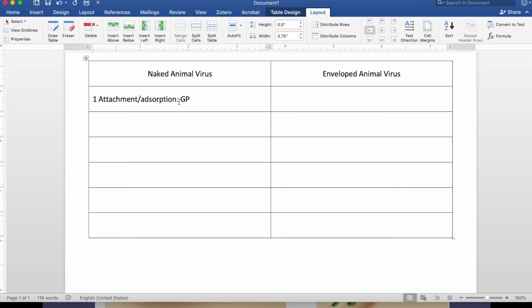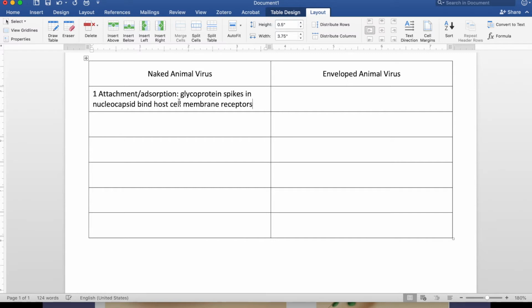GP stands for glycoprotein. I'll just write that out first. Glycoprotein spikes are embedded in the nucleocapsid and bind host cell membrane receptors.